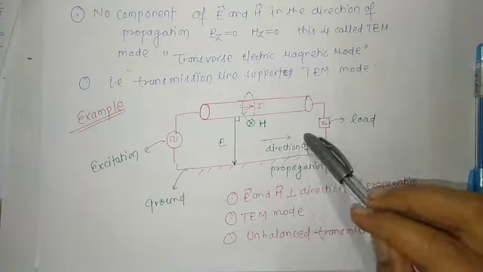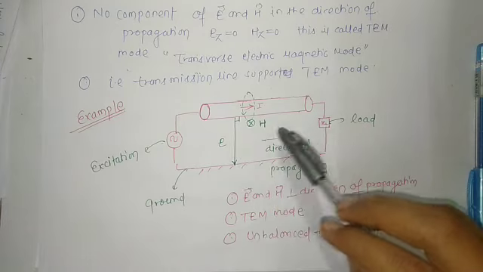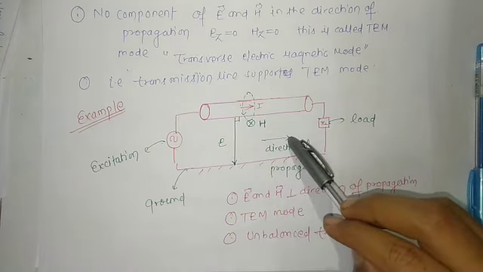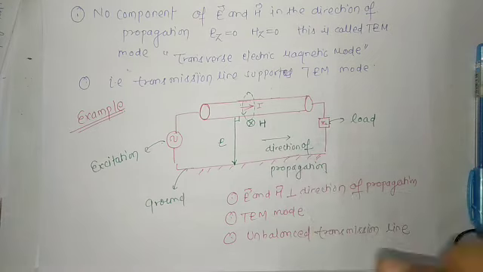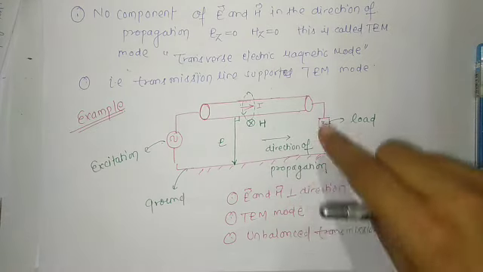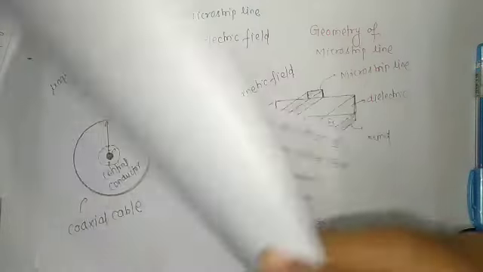From this figure you can say this is the direction of propagation. This electric field is perpendicular to the direction of propagation, and the magnetic field is also perpendicular to the direction of propagation. It means you can say this structure is also supporting TEM mode.